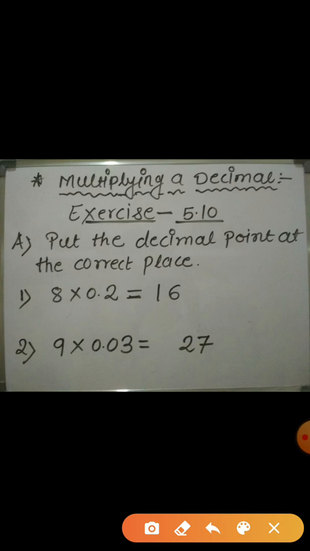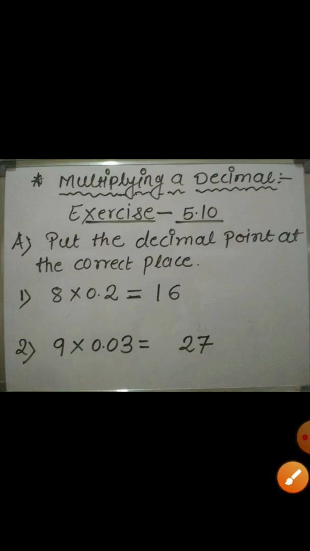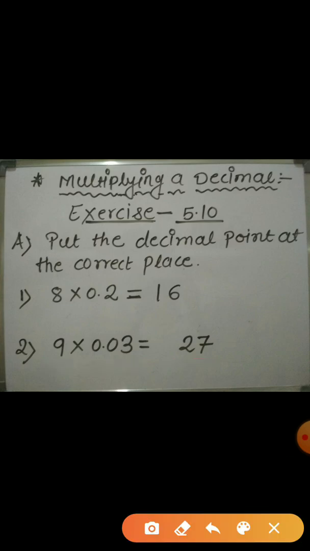Coming to the second example, here decimal number 0.03 is multiplied by a whole number 9. The product is given 27. Now, where to put the decimal point in the given product? Let us count the decimal places first given in the decimal number. Here the decimal number have two decimal places. So product will also have two decimal places. Hence the decimal point will come here. So product will be 0.27.